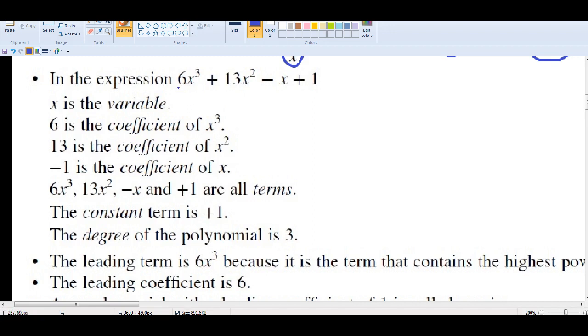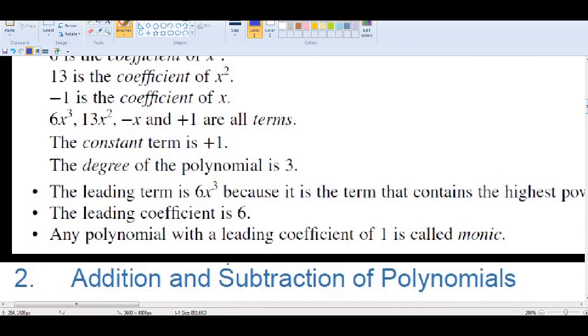The 6 you can call the coefficient of x cubed, and 13 is the coefficient of x squared. How about minus x? For minus x, its coefficient is minus 1, because normally we don't write minus 1x, we just write minus x. There are 4 terms: 6x cubed, 13x squared, minus x, and plus 1. The constant term is plus 1, and the degree is 3. Degree is always the highest power of all the terms.